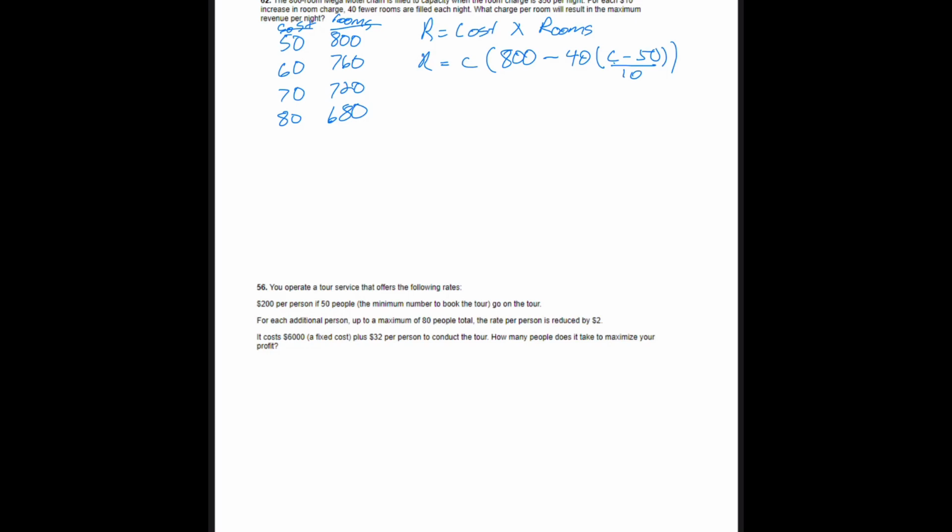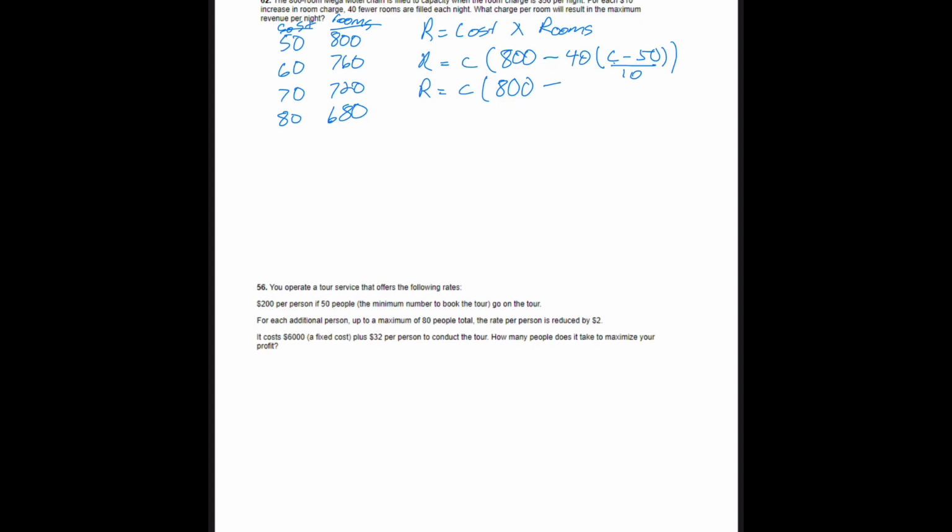But the idea is, so if I plug in 60, this would be 60 minus 50 is 10. 10 divided by 10 is 1. 1 times 40 is 40. 800 minus 40 is 760. Okay, so that worked. So then if I plug in 70, 70 minus 50 is 20. 20 divided by 10 is 2. Yeah, so that's going to work.